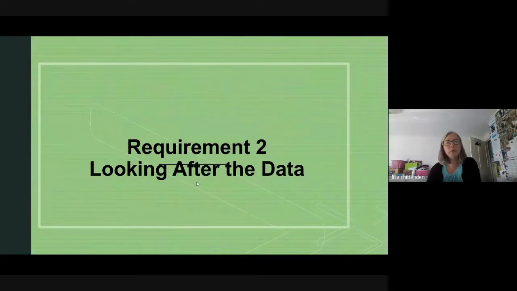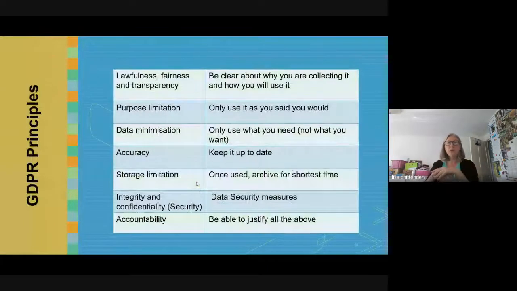Okay, requirement 2 and the next requirement, there's a little bit of theory, but I'm going to skip through it because we want to get to the case studies. As well as consent being a really important thing, how do you look after the data? Now, these are the actual principles that the GDPR is based upon.